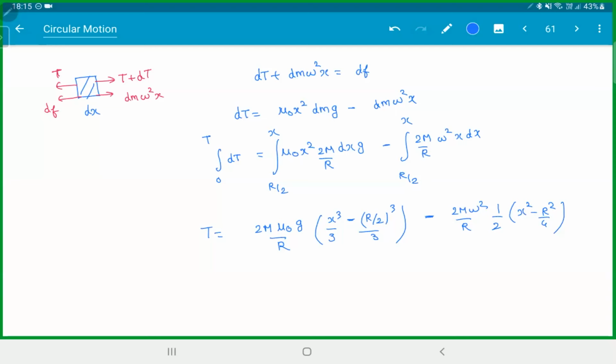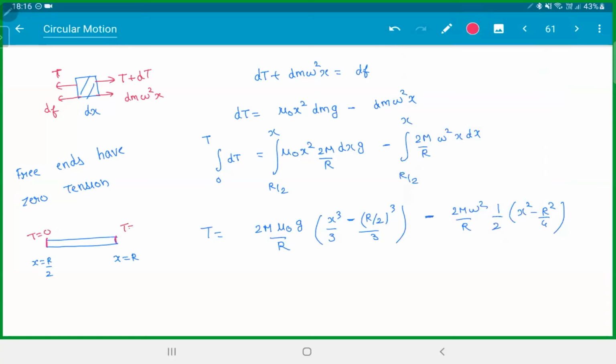Remember this thing, whenever they ask you to find the tension in the middle of the rod, you have to take a small piece dx. Then you have to say left side T and right side T plus dT. If you don't do this, dT won't come. You won't be able to get T as a function. So dT is the small increase in tension for that small dx. And remember, free ends have zero tension. So in our case, for that rod, at x equal to r by 2 and x equal to r, tension is zero on both the corners.